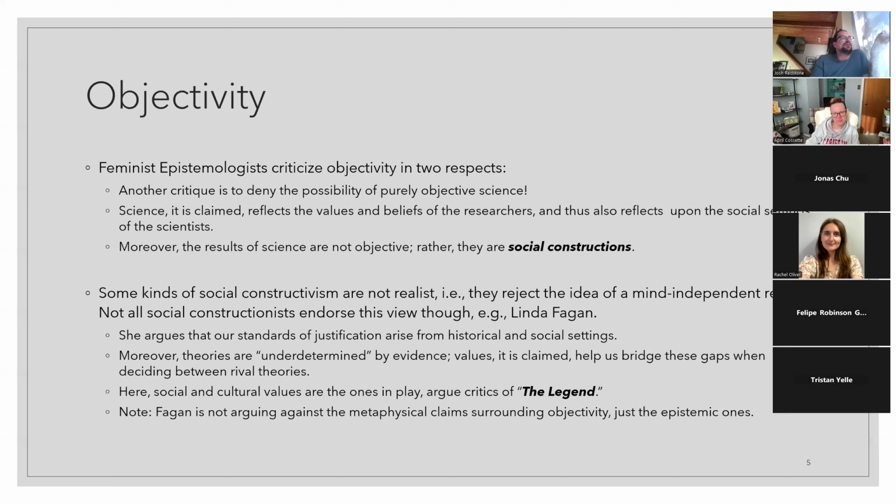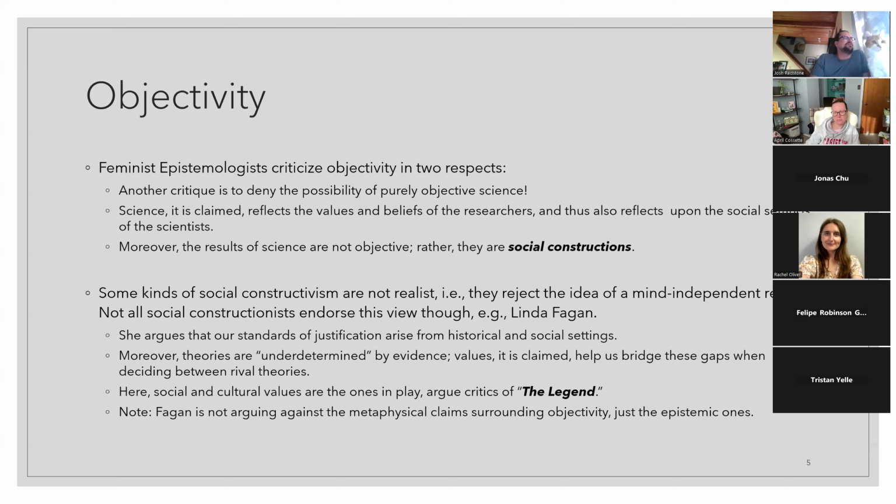So if you're a realist, you believe in a mind-independent, objective reality. To say that certain things are social constructions does not necessarily mean they are not real, although some social constructivists do say that, but not all. So Linda Fagan does not reject realism, even though she believes that lots of the ways in which we describe the world, the scientific ways we describe the world, are social constructions.